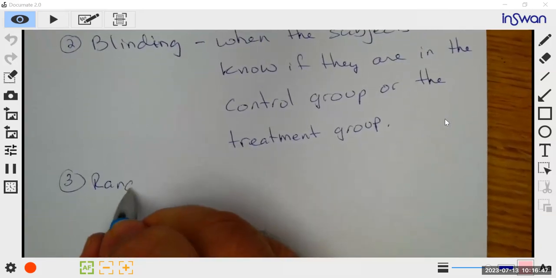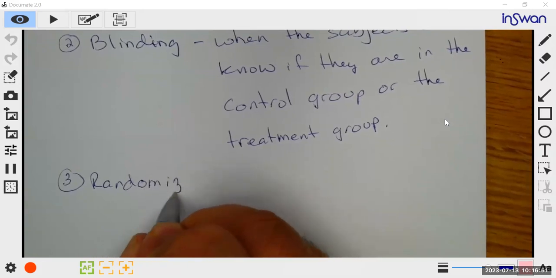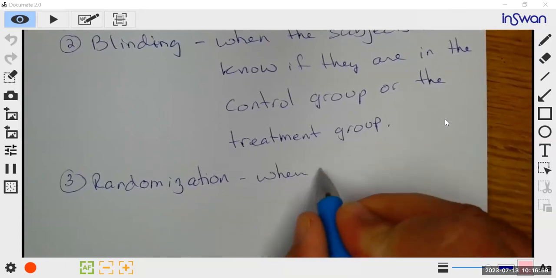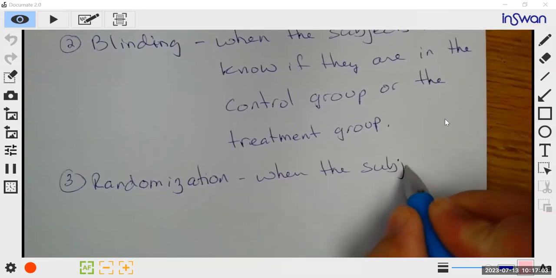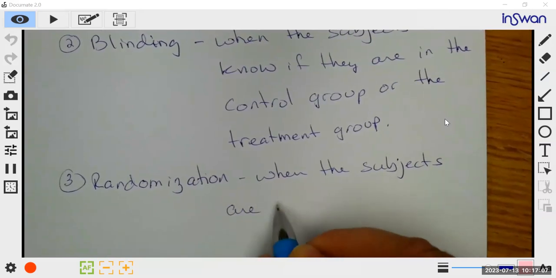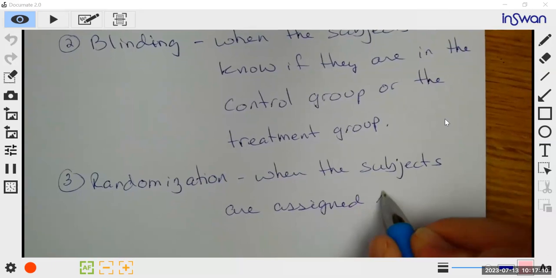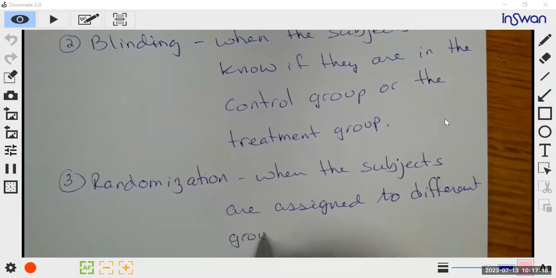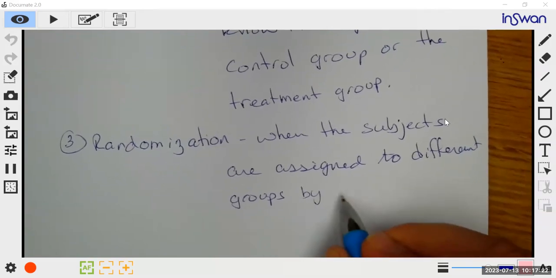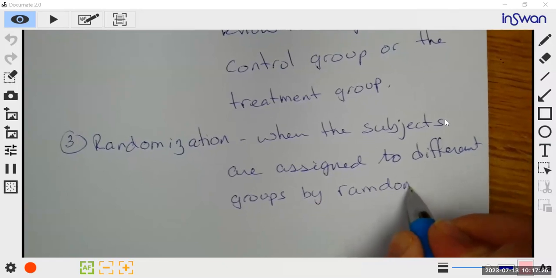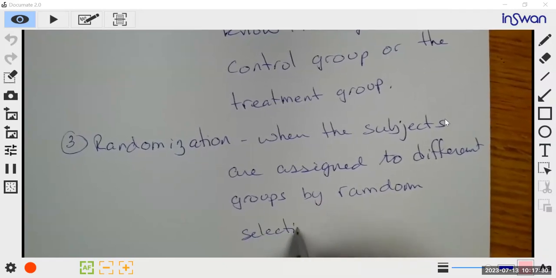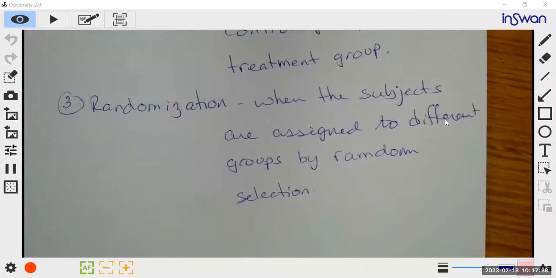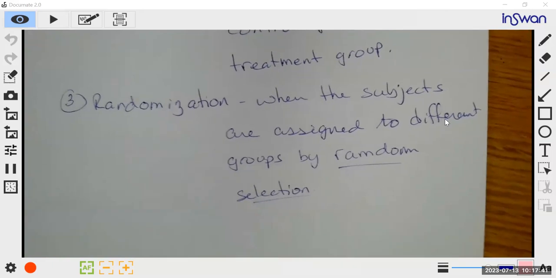And this is a very important one, the randomization. When the subjects are assigned to different groups by random selection. So they have an equal chance of being in either group. Now, the random selection, that's the toughest part.